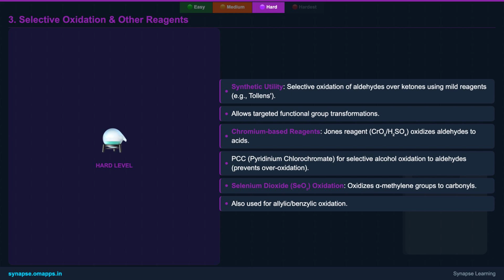Beyond this, other specialized oxidizing agents exist. Chromium-based reagents like Jones reagent, CrO3, are potent oxidants that can convert aldehydes to carboxylic acids, while milder variants like PCC are used to stop at the aldehyde stage from alcohols. Even selenium dioxide, SeO2, offers unique selectivity, oxidizing alpha-methylene groups to carbonyls. Understanding these reagents and their specific applications is vital for advanced organic chemistry.